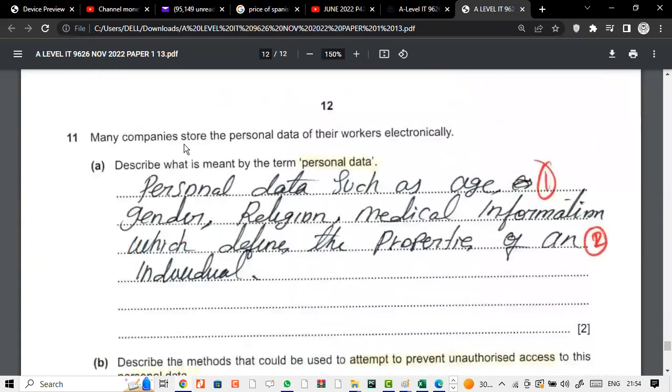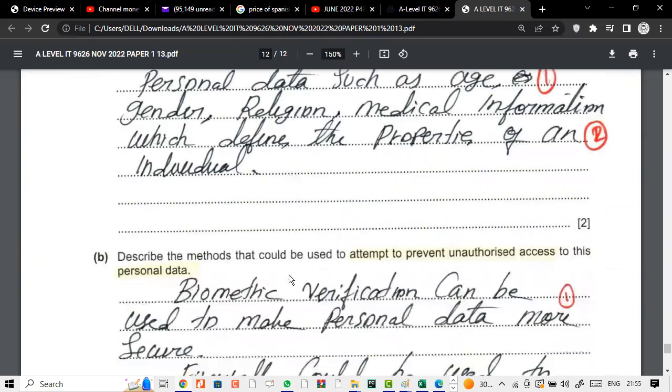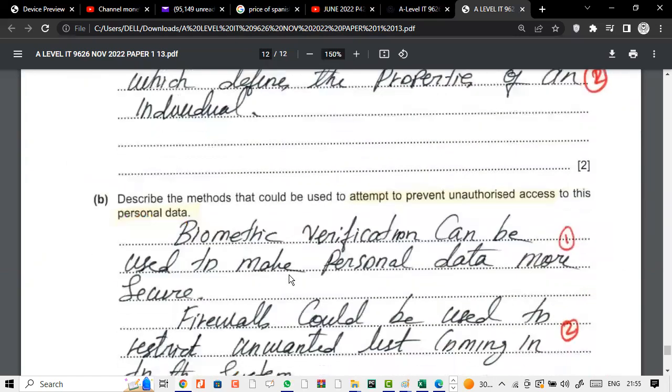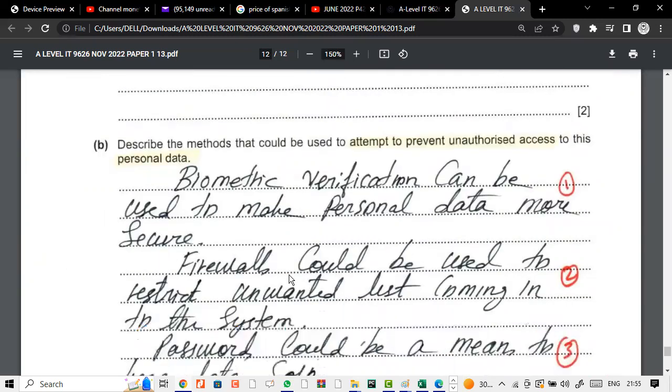Describe, okay, many companies store the personal data of their workers electronically. So what is meant by personal data? Obviously, you know that. Personal data such as age, gender, religion, medical information, okay? This is basically your personal data.